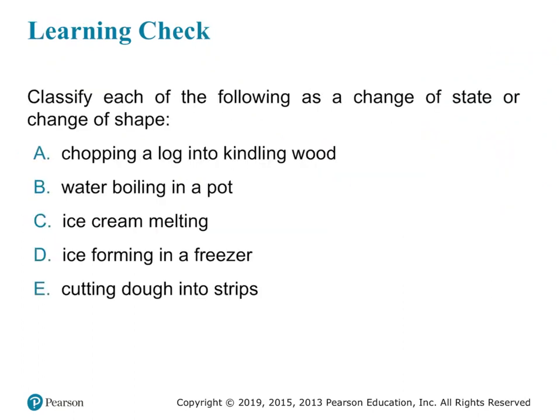But first, let's do a learning check. So let's classify each of the following as a change of state or a change of shape. So we have change of state or change of shape. So let's do this one together. So A, if we're chopping a log into kindling wood, so we're chopping it into little pieces, is that a change of state or change of shape? Shape. What about if we boil water? Is that a change of shape or a change of state? So that's a change of state because the water is going from a liquid to a gas.